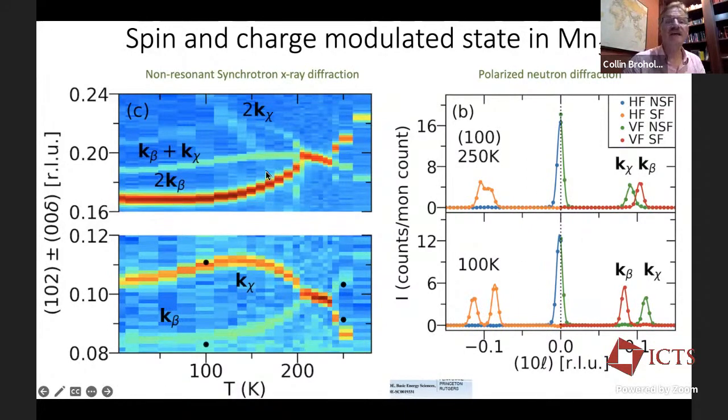But there's also a charge component that we observe using X-ray diffraction, which is at twice the chi wave vector and twice the beta wave vector. And also there's an interference term between the two wave vectors. So two distinct wave vectors appear, and they start off being incommensurate, and then eventually at sufficiently low temperatures, they end up becoming just commensurate multiples of the c-axis.